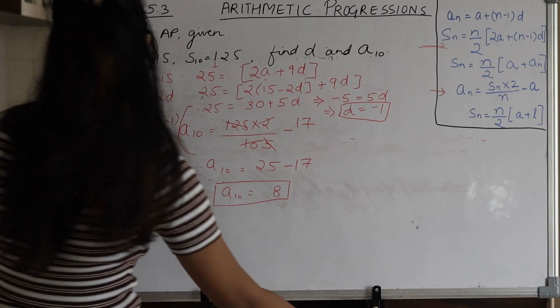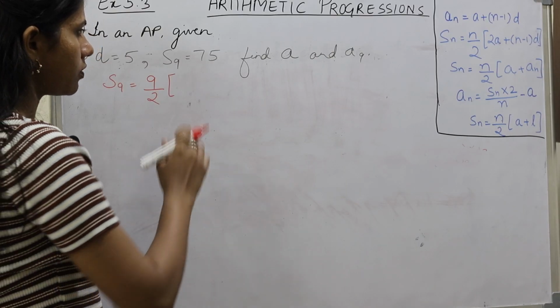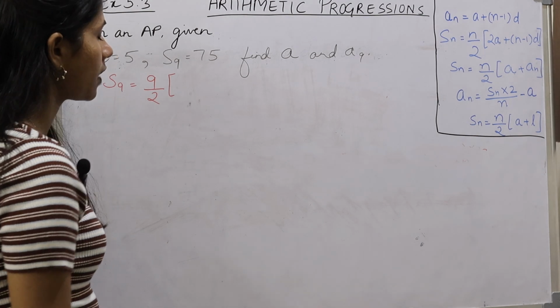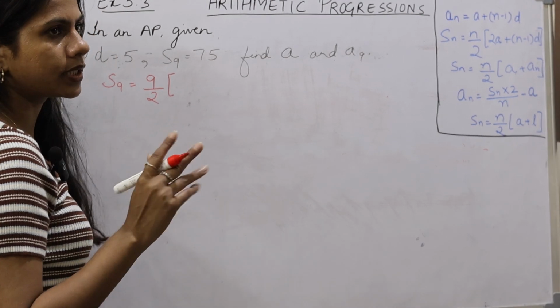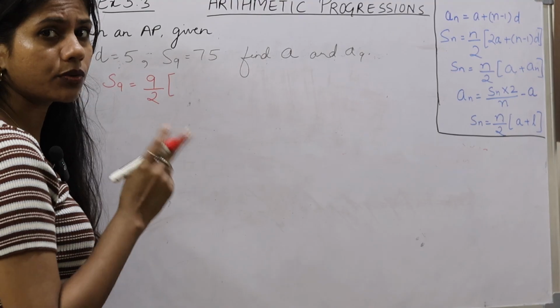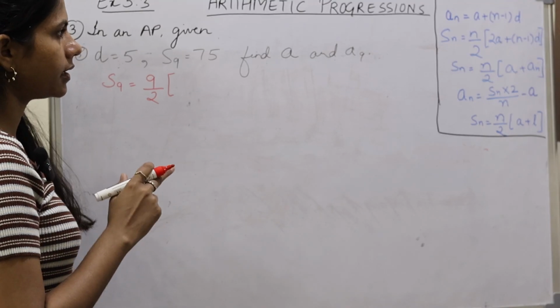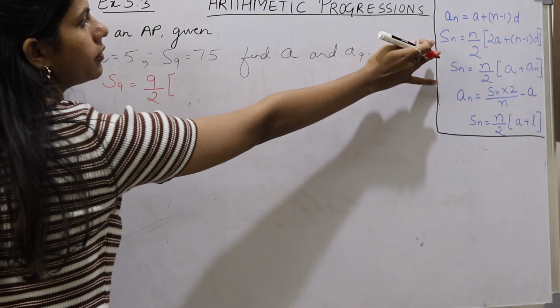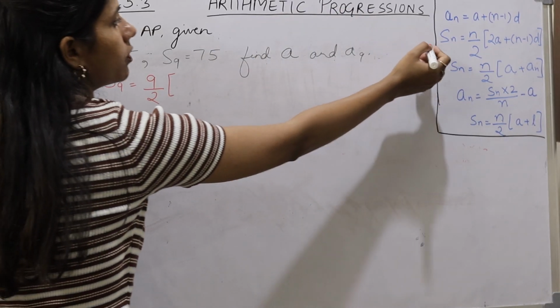Okay. So here of T, they have also mentioned S9, and we have to find A and A9. Now, two things. First, we have to always use the information given. Second, if we don't have the value of A and D given, then we'll mostly utilize this formula.